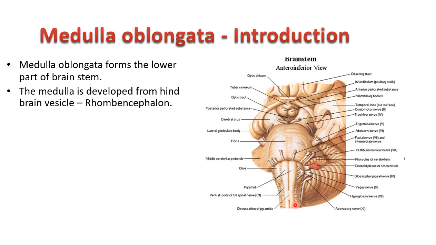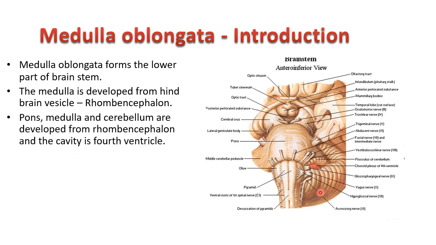So it is a part of your hindbrain vesicle, rhombencephalon. So naturally, the parts which are developed from the rhombencephalon are your medulla, pons, and then the cerebellum, which you are able to see behind. Okay, so pons, medulla, and cerebellum are actually developed from the rhombencephalon, and they share the cavity with them. Within them is the fourth ventricle.